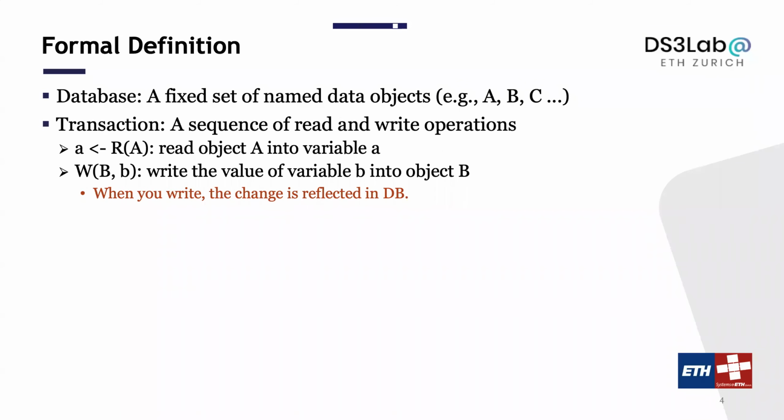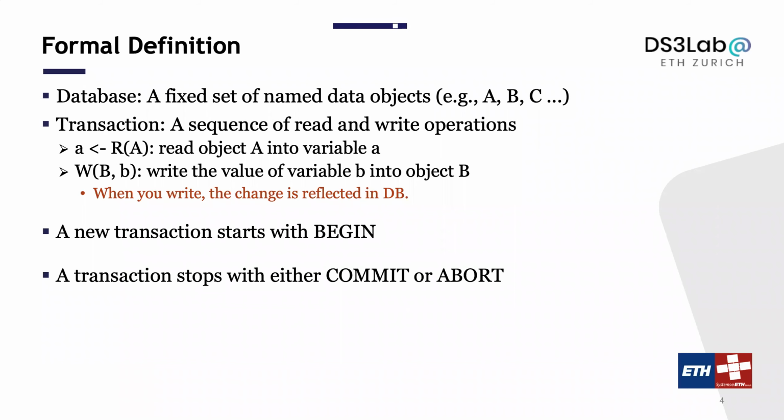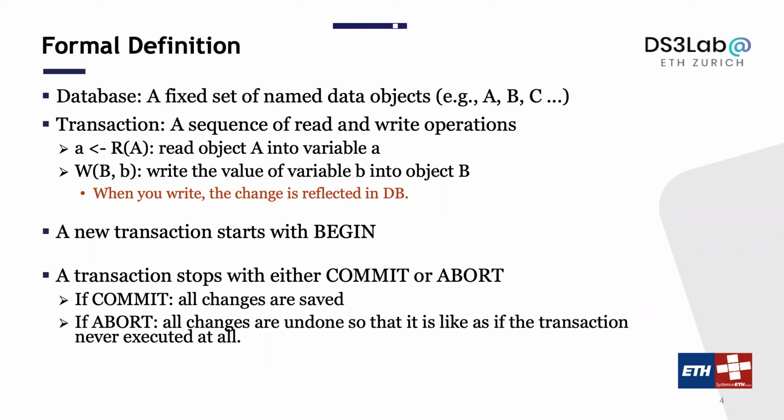One assumption we are making is that whenever you write something, the change is reflected in the database immediately. We also abstract away the buffer manager. A transaction starts with begin and can end in two ways. You can either commit or abort. The abort instruction can be issued by two entities: either by you as a user, or sometimes by the database. For example, if there's a cascading abort, the database is going to abort some other transactions because some transaction aborted.